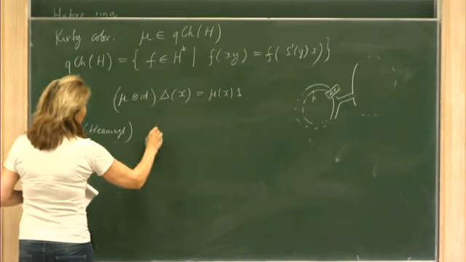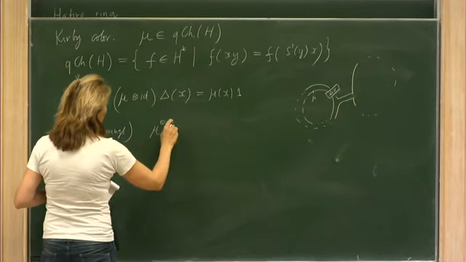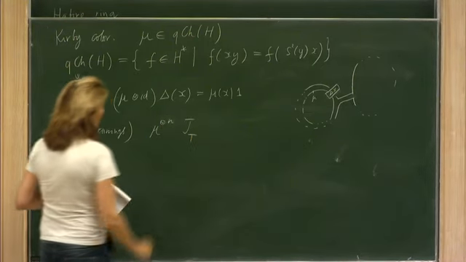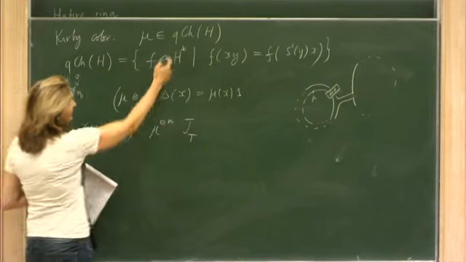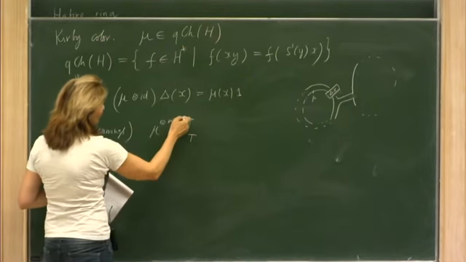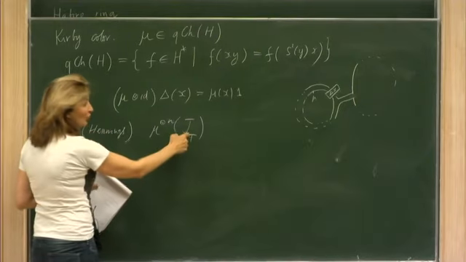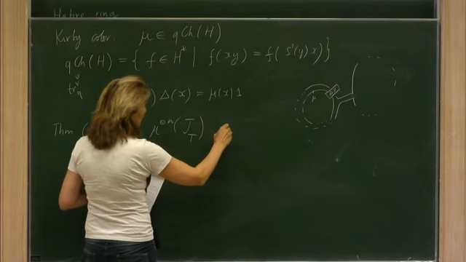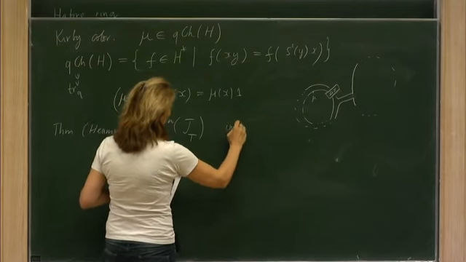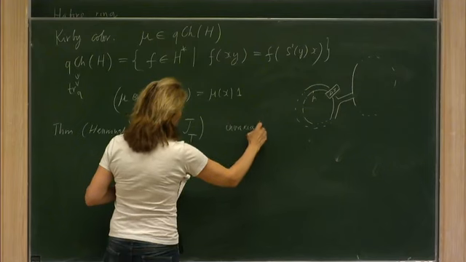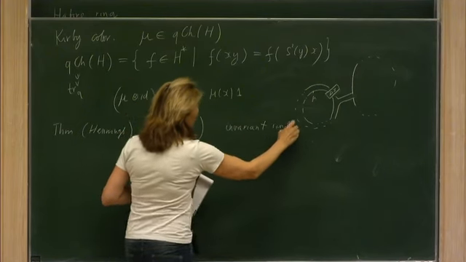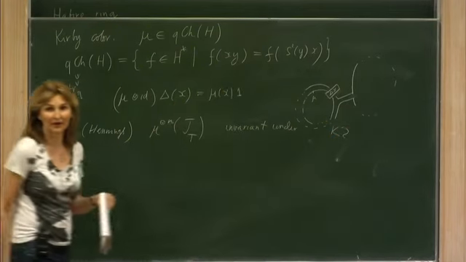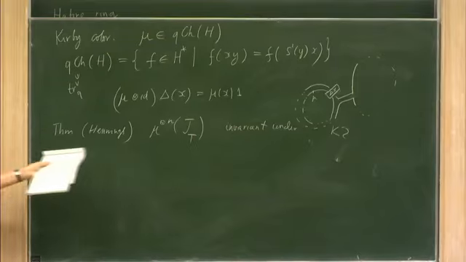And this is the theorem of Hennings: if I take mu to the power n and evaluate each component of my tangle with this dual element, then the result is invariant under the Kirby 2 move. This is what I wrote here. It's exactly the Kirby 2 move. So this gives you already an invariant.